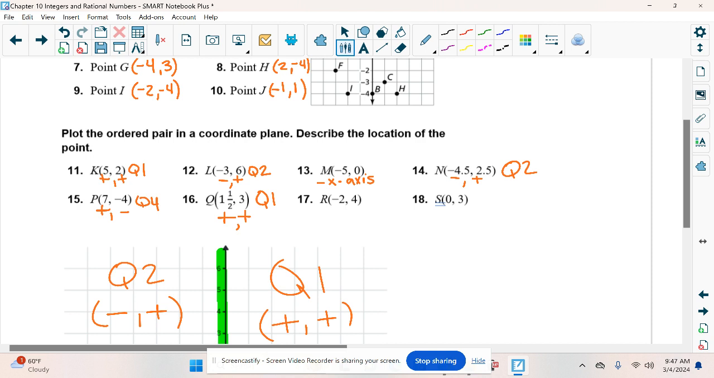All right, and then what are the signs for number 17? Negative, positive. So what quadrant is that? All right, and then we have neutral and positive. So it'll be the positive x axis. No, positive y axis. We have nothing on the x, but we have something on the y. So it's going to be on the positive y axis.